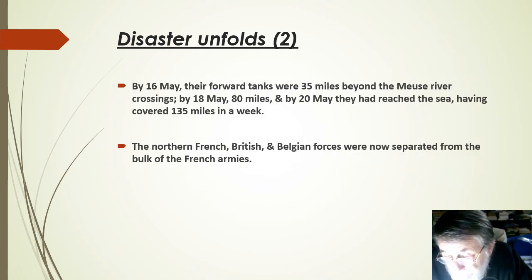By the 16th of May, the German forward tanks were 35 miles beyond the Meuse crossings, and by the 18th of May, 80 miles, and by the 20th of May, they'd reached the sea, having covered 135 miles in a week. The northern French, British, and Belgian forces were now separated from the bulk of the French armies.